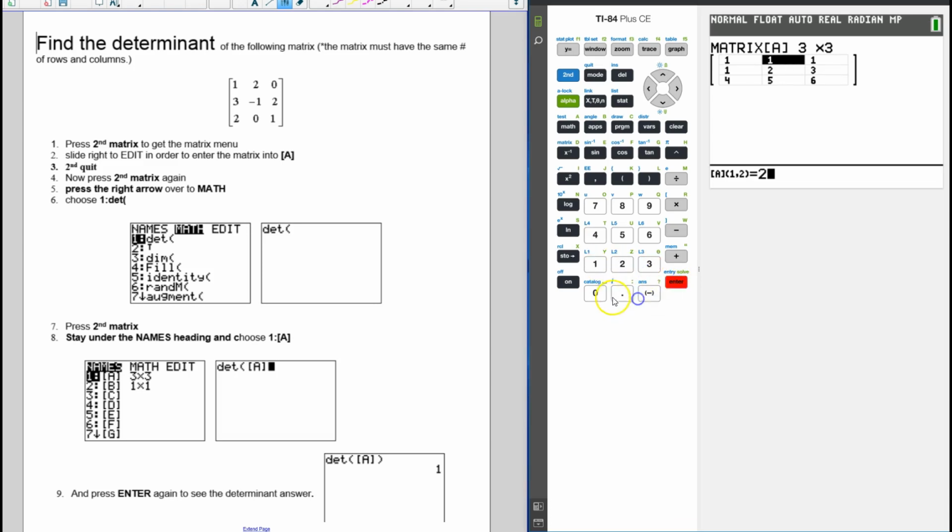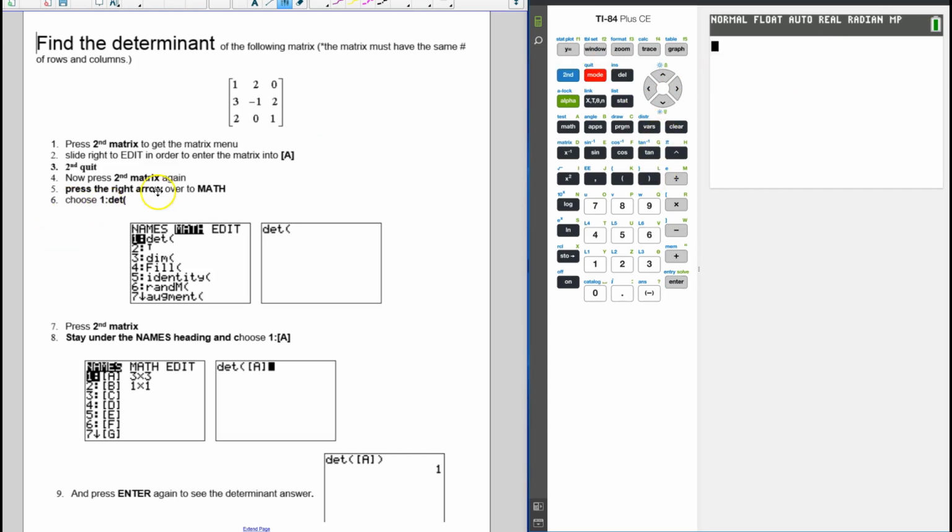1, 2, 0, 3, -1, whoops, -1 enter, and 2 enter, and then 2 enter, 0 enter, 1 enter. Double check all your typing. -1, 0, 0, 2, 1. Okay, and again, second quit.